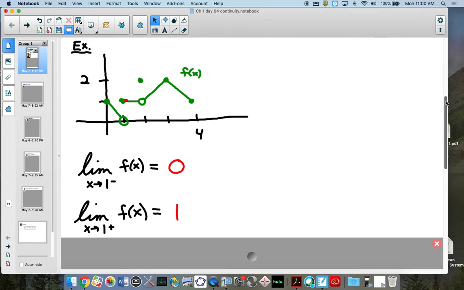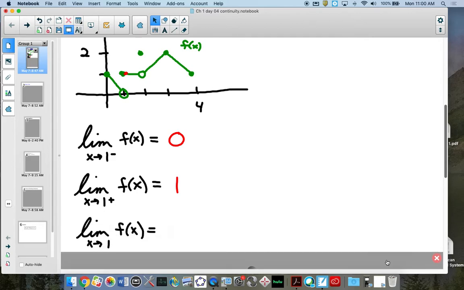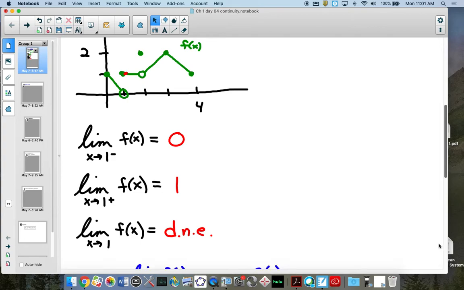Alright, let's scroll a little. So what's the limit as x approaches 1? Well, in order for that limit to exist, we need the left-hand and the right-hand limit to be approaching the same value. And in this case, they're not approaching the same value. One is approaching 0, the other is approaching 1. So we say that the overall limit does not exist. So in order for a limit to exist, we have to check both the right and left side, unless, of course, it's an endpoint, and then we just have to check from one side.